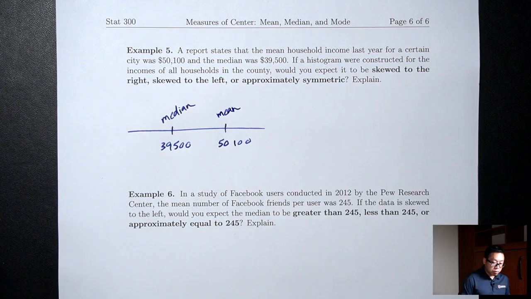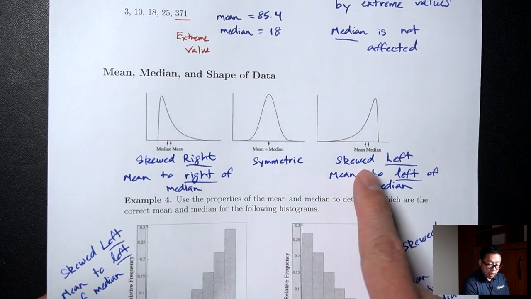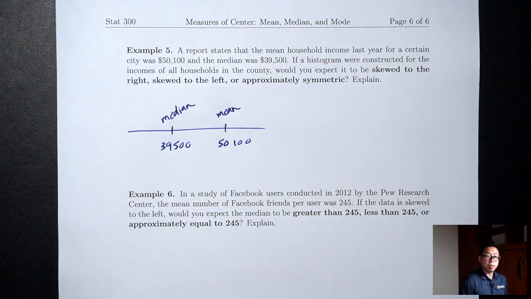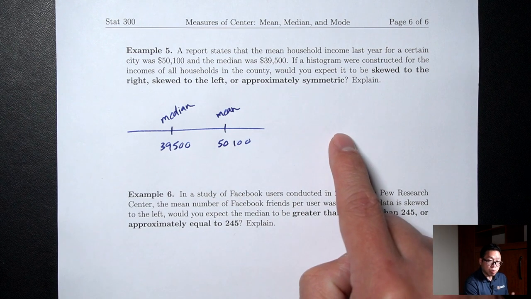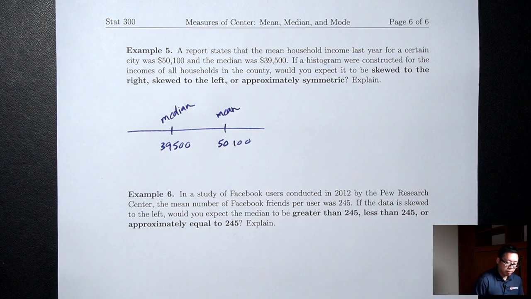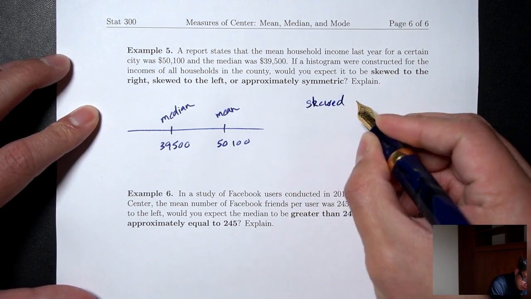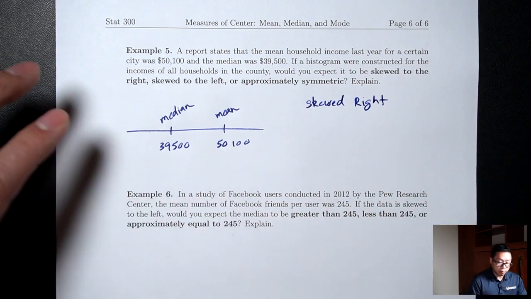Now, what do I know about location of the mean and skewness? I know that if it's skewed right, the mean should be to the right of the median. If it's skewed left, the mean is to the left of the median. What is it in this case? Where's the mean? Is the mean to the left or to the right of the median? The mean is to the right, which means the histogram would be skewed right. So this is going to be skewed right, because the mean is to the right of the median.